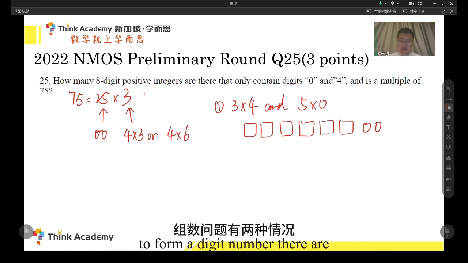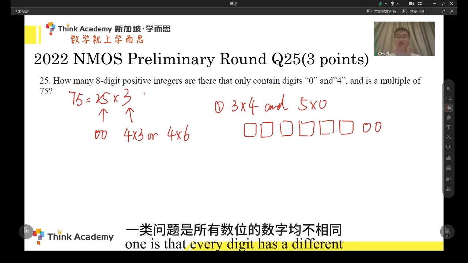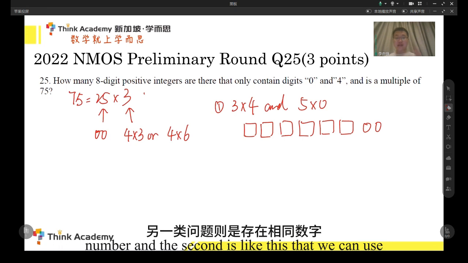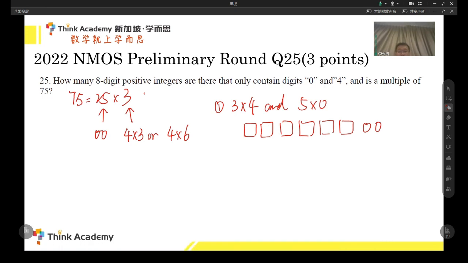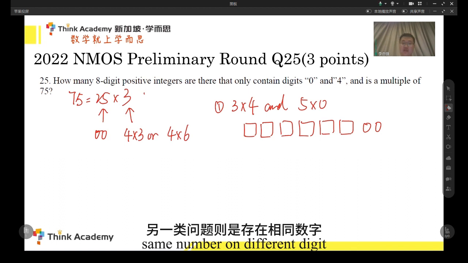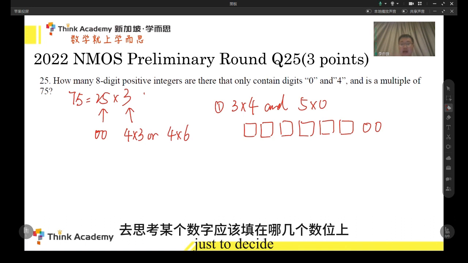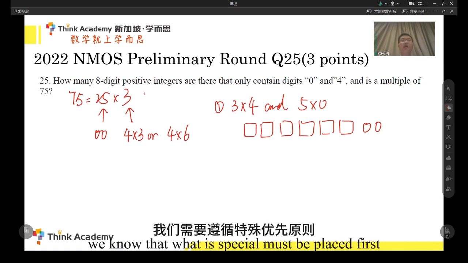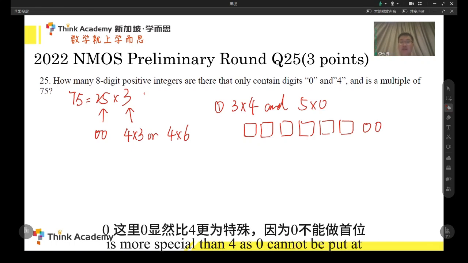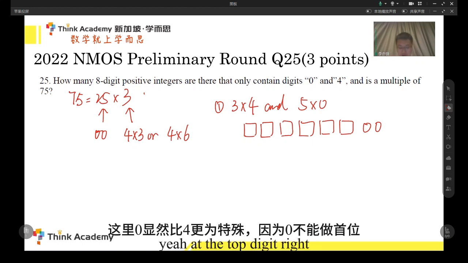To form a multi-digit number, there are 2 types of questions. One is that every digit is a different number, and the second is like this: we can use the same number on different digits. For this kind of question, we can change our view and just decide which places to put the numbers 4 and 0. When counting, what is special must be placed first. In this case, 0 is more special than 4, as 0 cannot be put at the top digit, right?